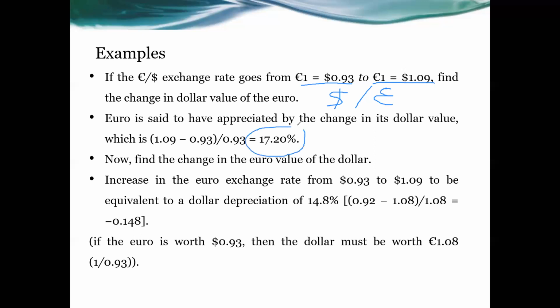17.2%. We can also see here, earlier per euro you had to pay 0.93 dollars, but now per euro you have to pay 1.09 dollars. What does that indicate directly? So the dollar value is getting depreciated, isn't it?